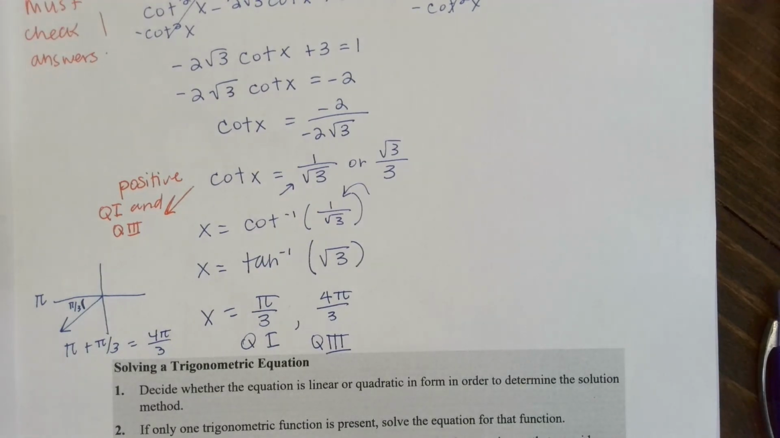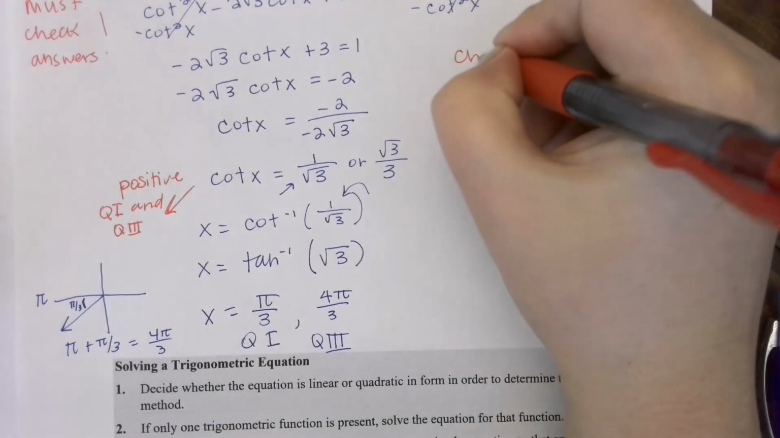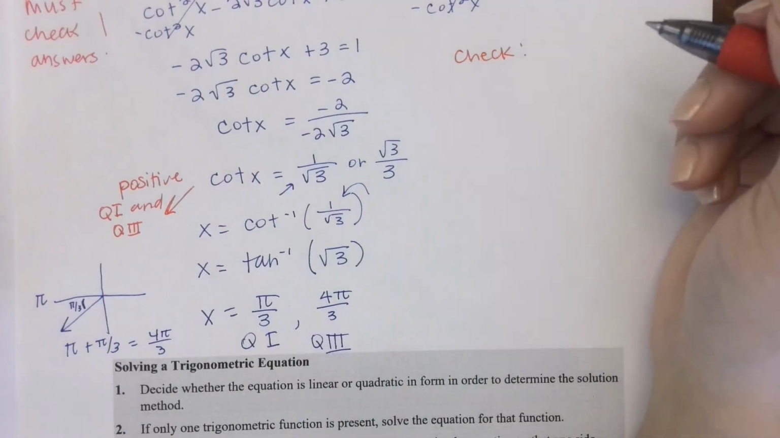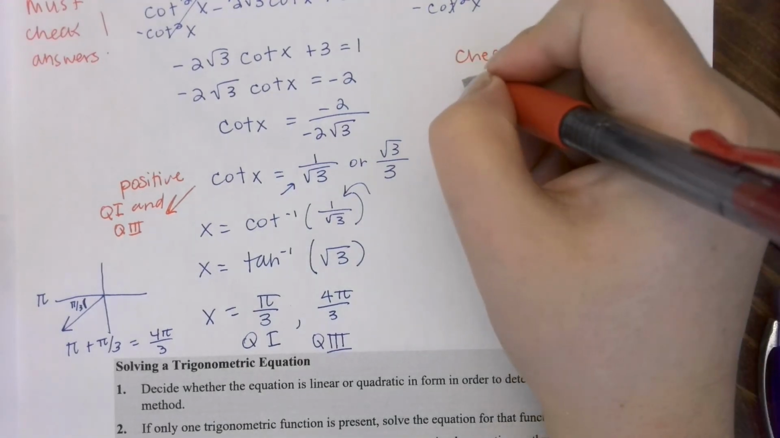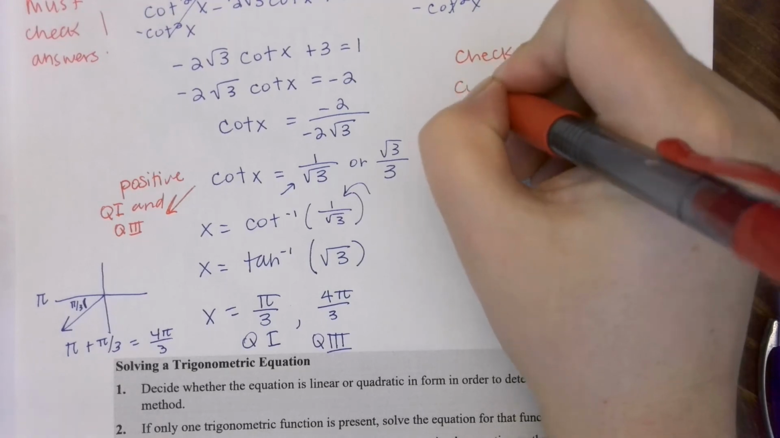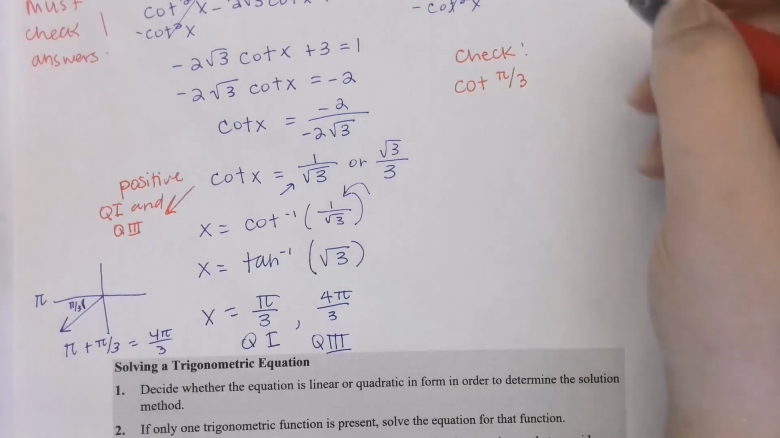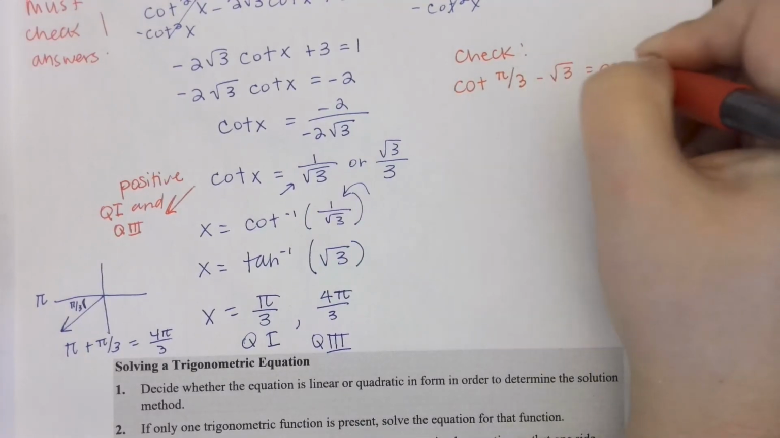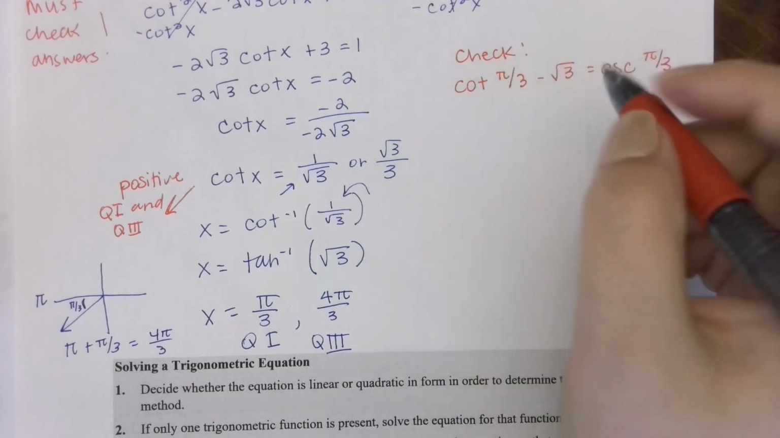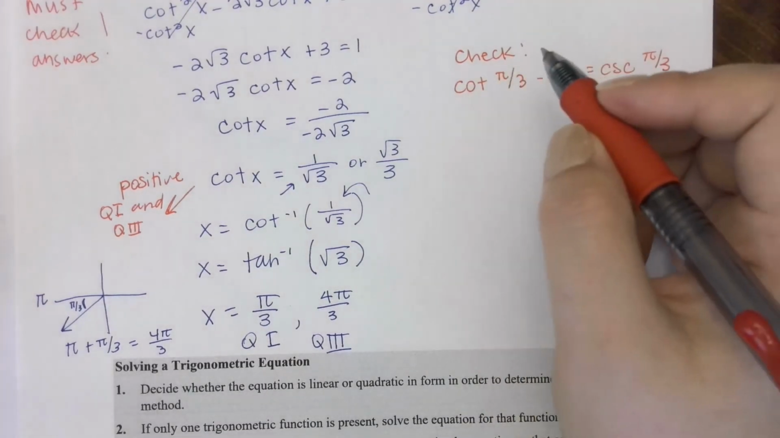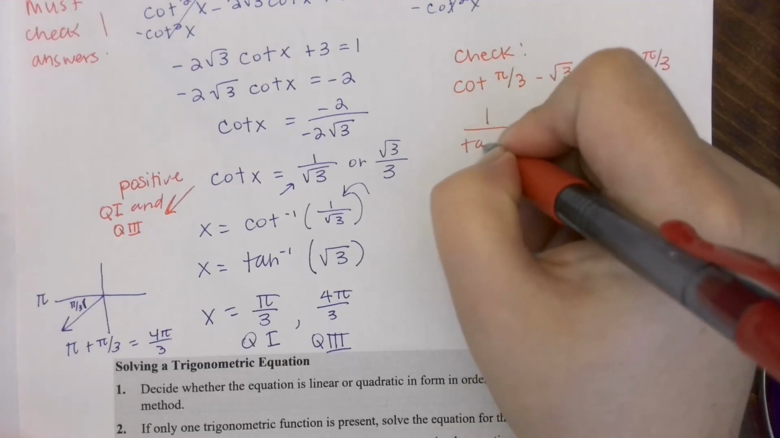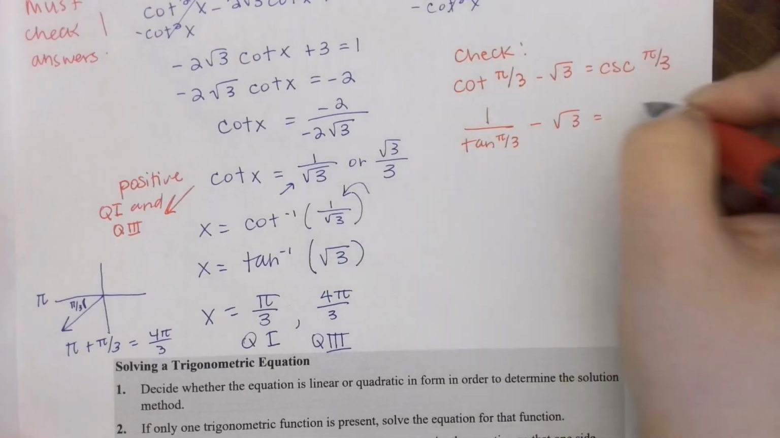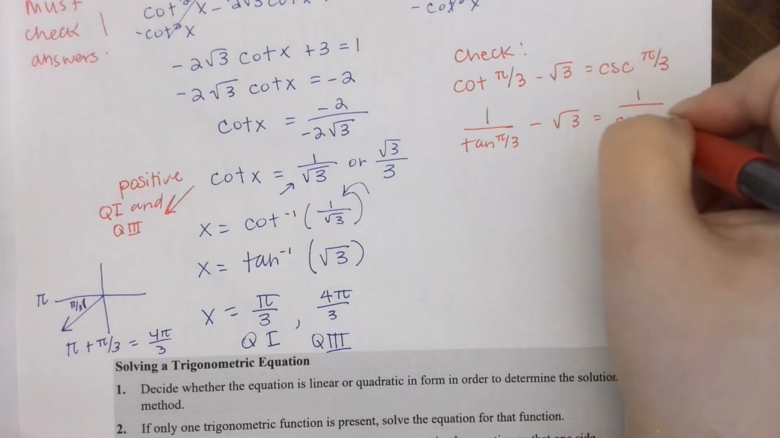Because we squared in the beginning, we must check our solutions. Okay? So we have to check to make sure that both of these solutions actually work. Okay, so I'm going to check pi over 3 first. So I'm just going to plug this into the original equation. So I have cotangent of pi over 3 minus square root of 3 equals cosecant of pi over 3. Okay, so here cotangent using the reciprocal identities, I have 1 over tangent of pi over 3 minus square root of 3, and then reciprocal for cosecant would be 1 over sine of pi over 3.